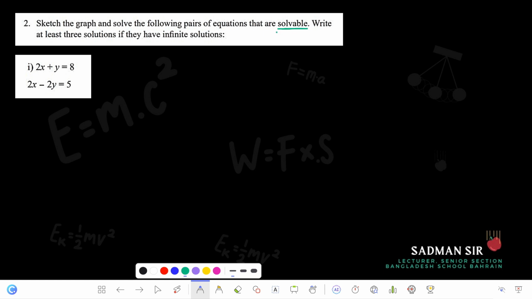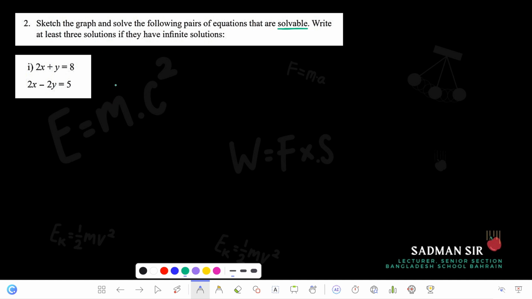From question number 1, we know how to check if the two equations will have any solution or not. If you remember, in question number 1, we filled up a table, and by judging the coefficients of x and y, we can decide whether they will have any solution or not. If they have a solution, then we have to find the solution by sketching the graph. So how to do that?